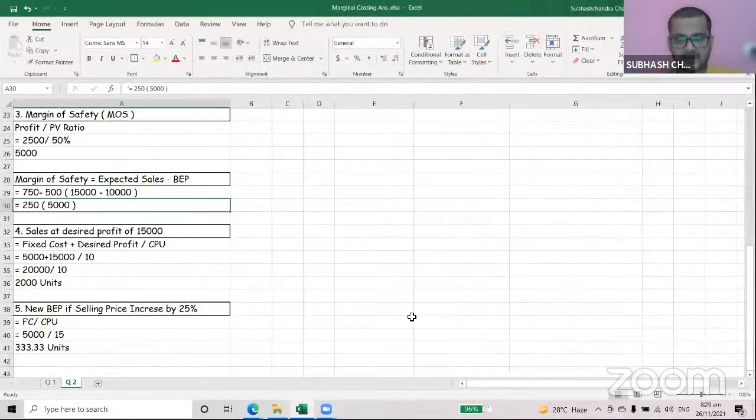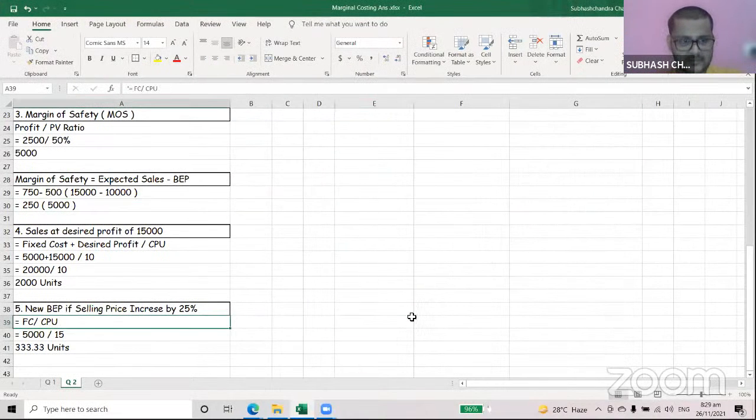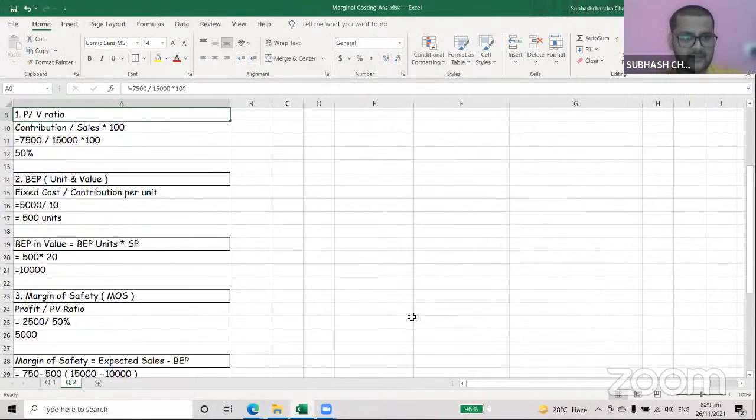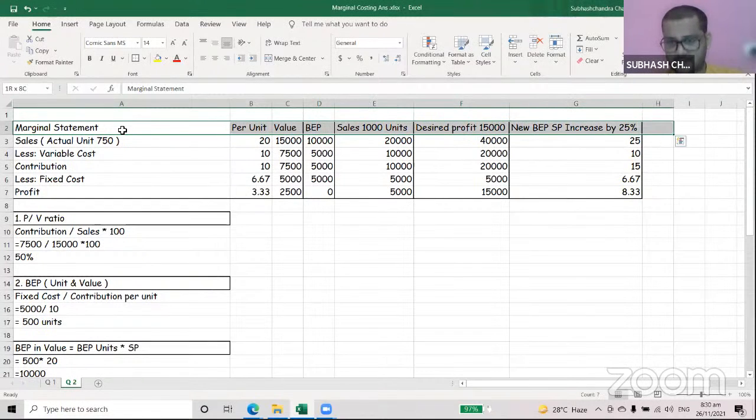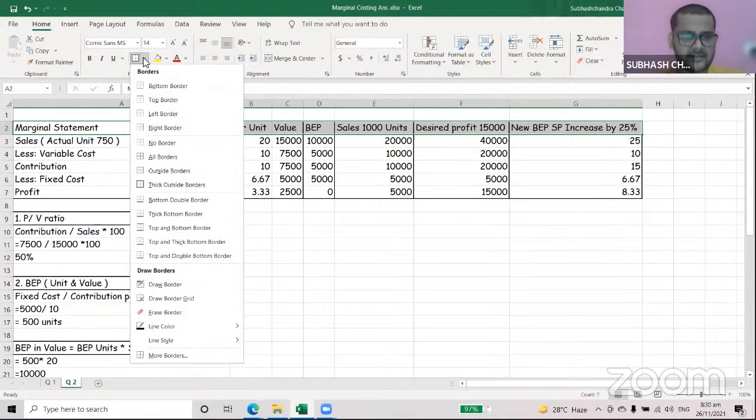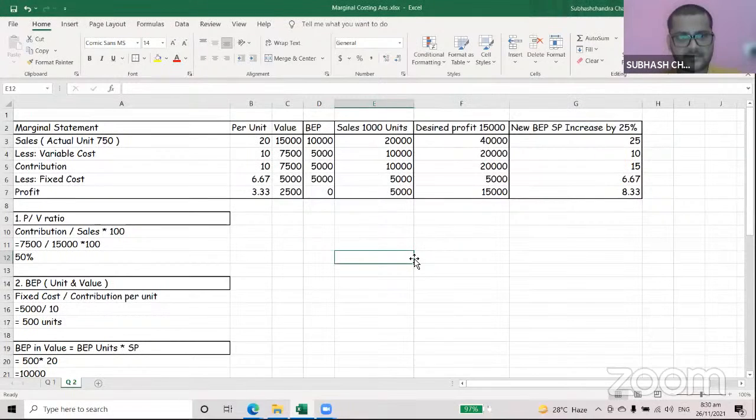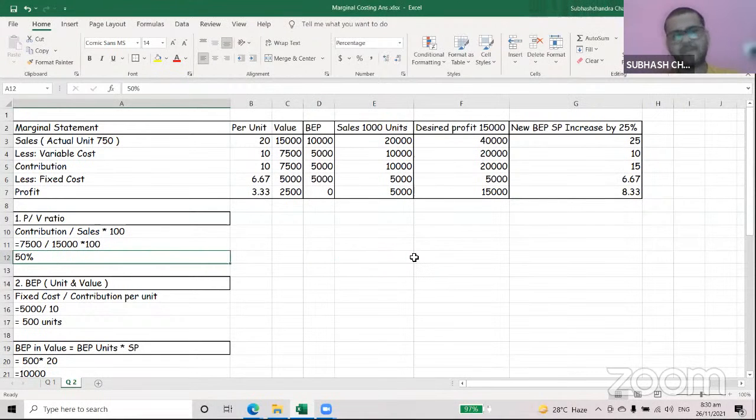In the next session, or probably I will share this PDF with you all, the question PDF, and you can solve it. You can try. Whatever is possible, that we will do. Other than that, you can try by yourself. And it's very easy also. But I will suggest that every time you prepare this statement. That will help you a lot.